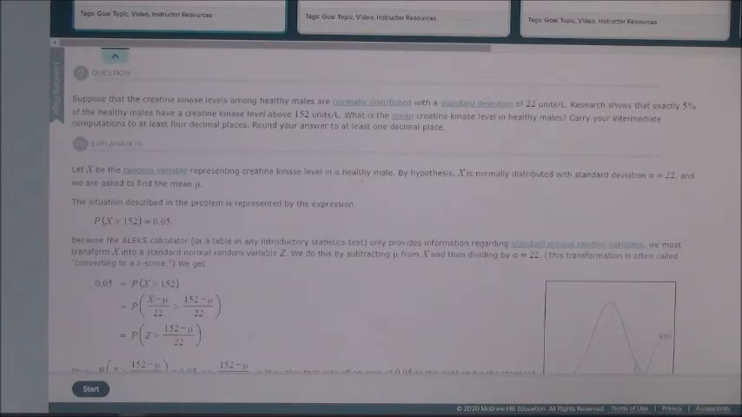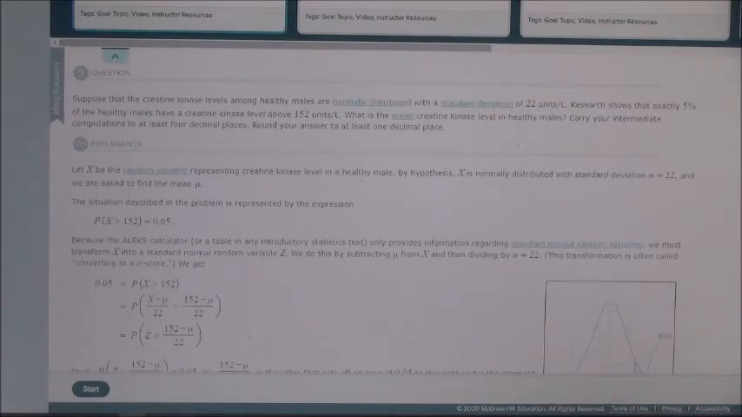So for example, suppose the heights of adult men in the United States are normally distributed with a mean of 69.5 inches and a standard deviation of 2.5 inches. What proportion of adult men in the United States are at least 6 feet tall, which means 72 inches or higher? Round your answer to at least 4 decimal places. So what I'm doing is finding 72 or higher.